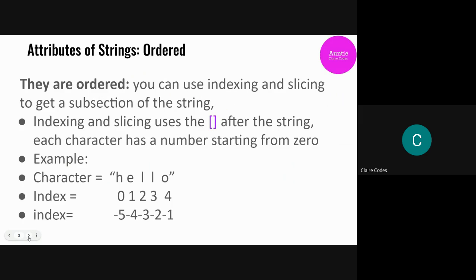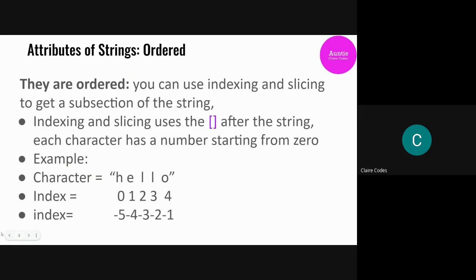We've got several attributes of strings, and we'll be talking about a few of them today. One is that strings are ordered, they have a certain order. We can use indexing and slicing to get subsections of the string. Indexing and slicing uses the square brackets after the string, and each character has a number starting from 0. When we are counting in Python, we start from 0 while counting our indices.